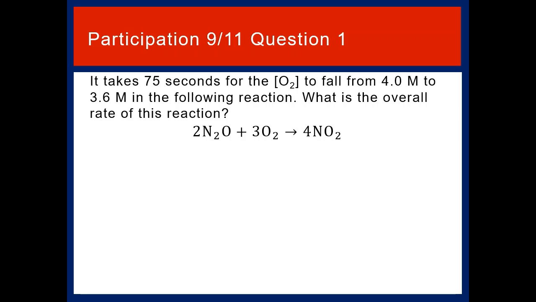Participation 911, question 1. It takes 75 seconds for the concentration of O2 to fall from 4.0 molar to 3.6 molar in the following reaction. What is the overall rate of this reaction? This is the first question on participation 911, due Friday, September 11th at 11:59 p.m. over on Blackboard. The link to the assignment is right below the document where these videos are posted. Again, it takes 75 seconds for the concentration of O2 to fall from 4.0 molar to 3.6 molar in the following reaction. What is the overall rate of this reaction? 2NO2 plus 3O2 yields 4NO2.